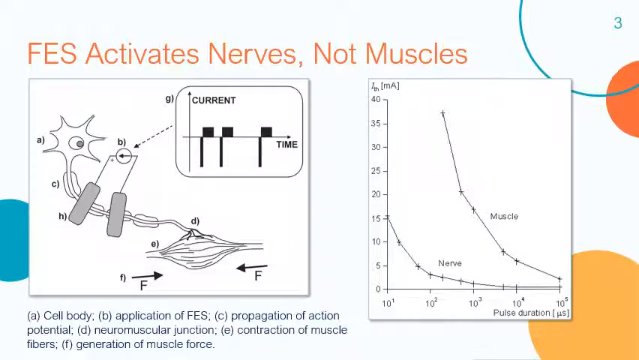A good starting point is to remember that functional electrical stimulation is intended to activate nerves, not the muscles directly. The application of FES to the nerve creates an action potential that propagates to the neuromuscular junction, which causes a contraction of the muscle fibers, resulting in the generation of muscle force. The goal is to activate the neural pathway that leads to muscle activation, not to try to activate the muscle itself. This ends up being pretty easy to do because the current levels needed to activate nerves are actually much lower than what is needed to activate muscles. In all the examples that we're going to give, we will be talking about activating nerves that innervate the muscles themselves.